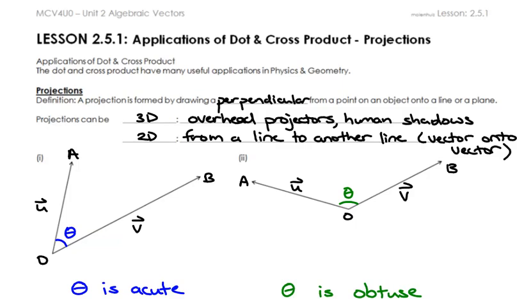Okay, so projections. A projection is a perpendicular line from a point to another line or a plane. For example, if we're talking about 3 dimensions, human shadows would be a really good example. Imagine that you have the sun shining on your head. Your head can be the point. What's going to happen is you're going to project a shadow onto a plane, which is the ground.